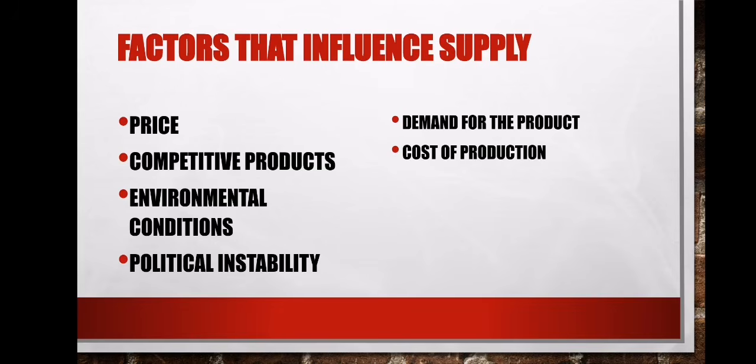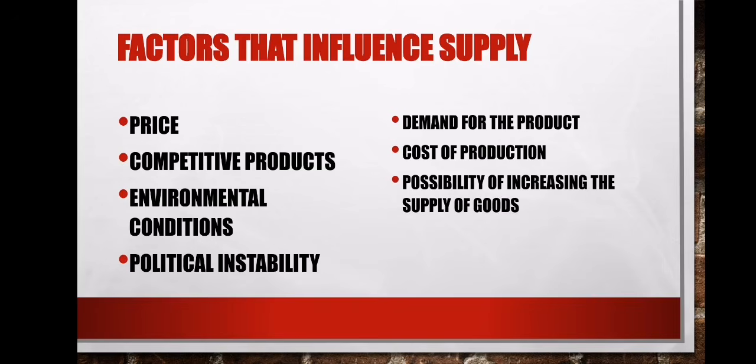We can also talk about cost of production. The more the production cost increases, the farmer will not be able to produce. But if the production cost decreases, the farmer can produce and supply more to the market. You can talk about the possibility of increasing the supplies, but is it possible to increase the supply? In most of the time, it's not possible to increase the supply. We'll look at this one when we talk about price inelasticity of supply.